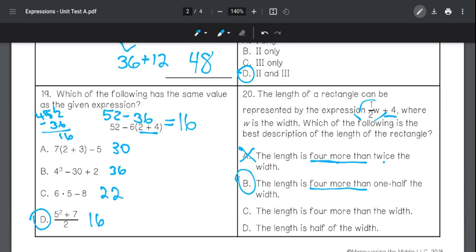C is incorrect because it says the length is 4 more than the width. They completely forgot about our 1/2. And D is not the answer because it says the length is half of the width. They forgot about our plus 4. So neither of these options kept everything we needed. That's it.